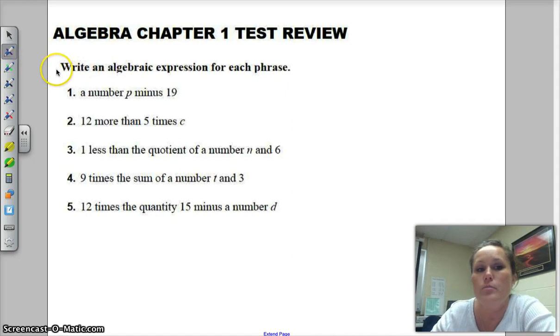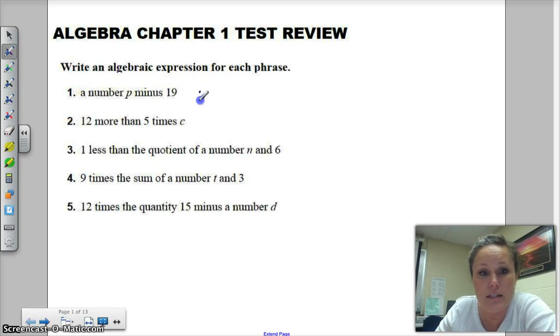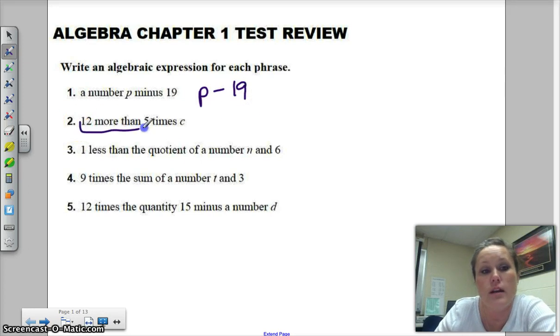Okay, starting off with number 1, write an algebraic expression for each phrase. So I'm going to translate this into letters, numbers, and symbols. A number p minus 19. It's going to be p minus 19. That was easy. Number 2, 12 more than means that I'm taking all of this and adding it to something. 5 times c would be 5c.